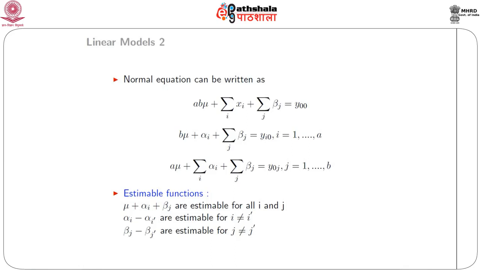So, a b mu plus summation xi plus summation beta j equal to y00, and b mu plus alpha I plus summation beta j equal to yi0, I from 1 to a. Remember, a here is little a and not capital A. Capital A is the name of the factor and little a is the number of levels of capital A. Similarly, you can get A mu plus summation alpha I plus summation beta j equal to y 0 j.